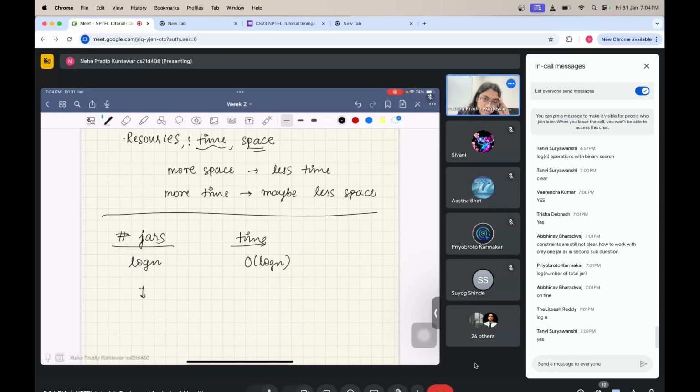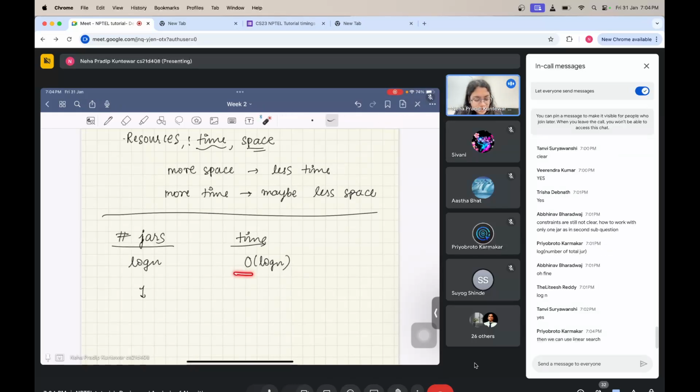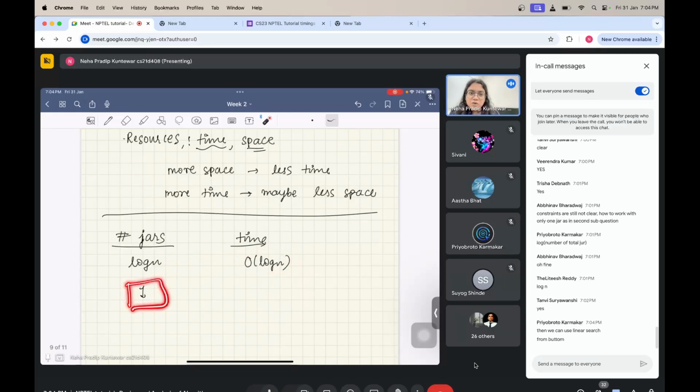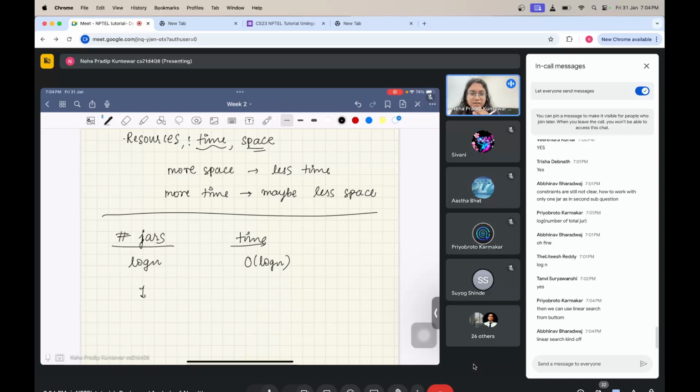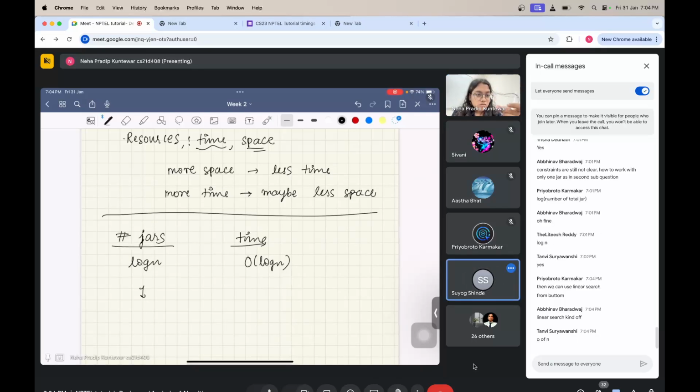So on one hand we were trying to optimize on time, and this is the number of jars you needed. Now we want to optimize on the number of jars and see how badly the algorithm will perform. It's again a very simple idea. It's order n. What is the idea? We have to go for every step.